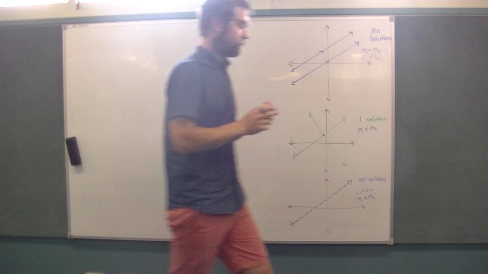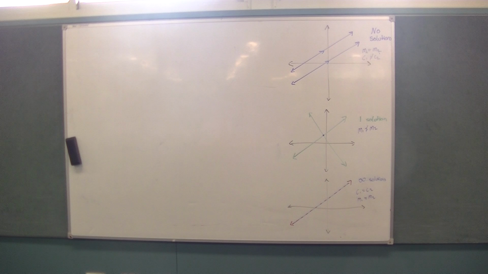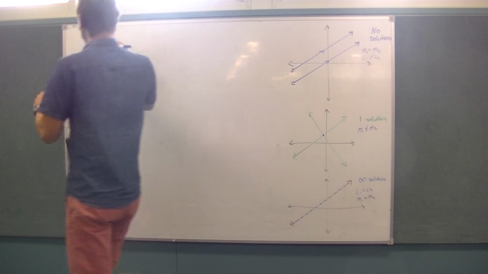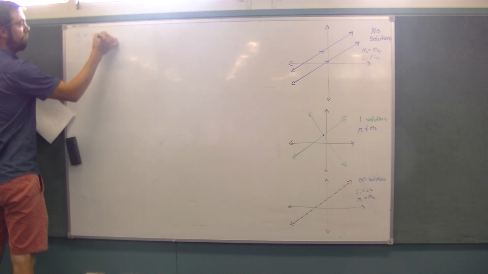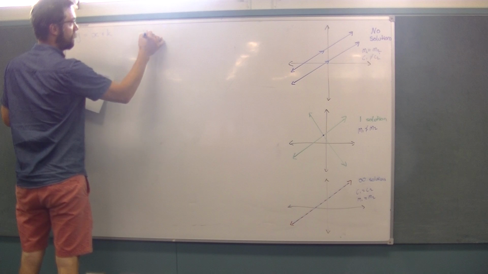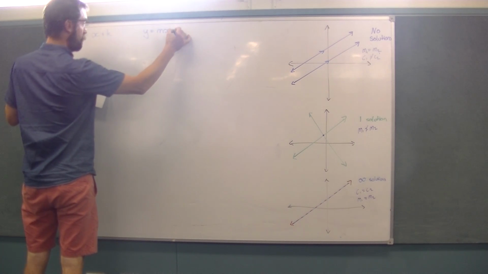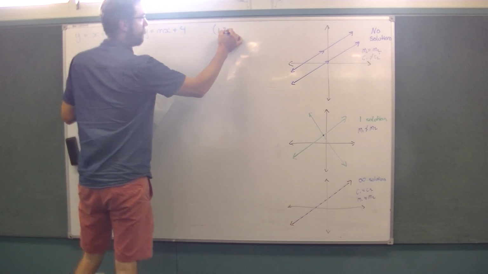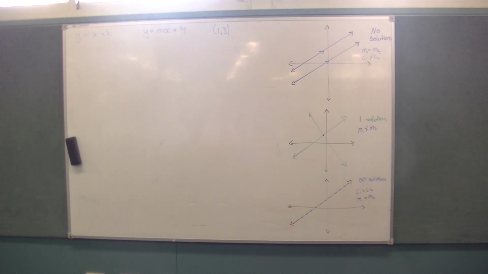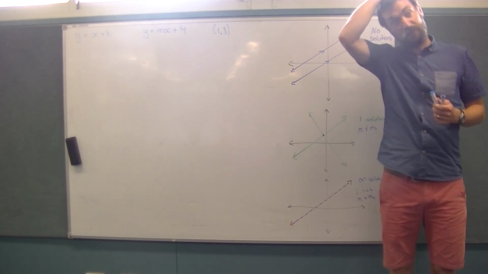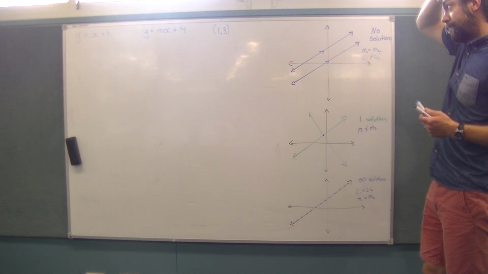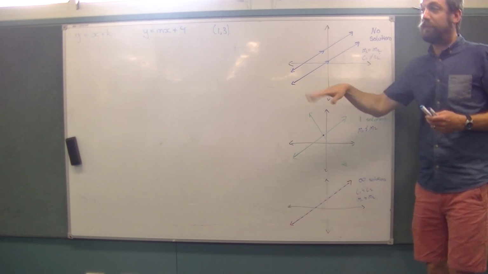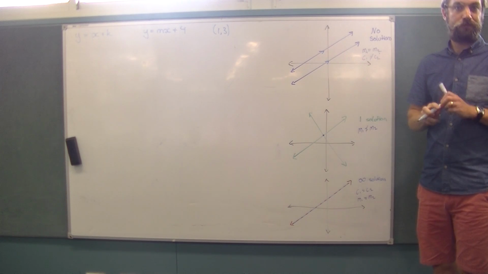So, next example. We'll do 2 equations. And so the 2 equations are there. They both go through the point (1, 3). So they intersect at the point (1, 3). Yeah? So, how would we find out what k is? How did you know?